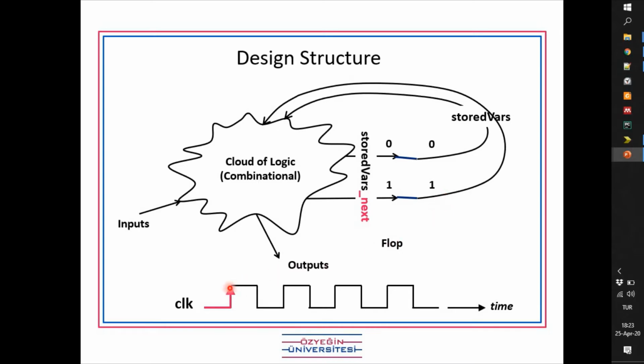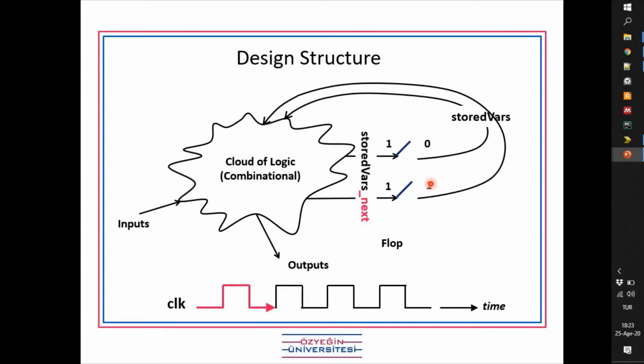So from this time until this time, the logic has time to compute a new value to be stored again. It will compute a new value until here. Okay, so this is stored now. Let's go to the next clock. The next clock, until this part comes, a new value is prepared here.